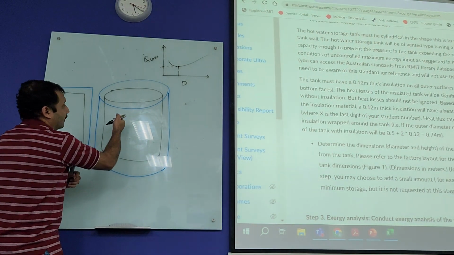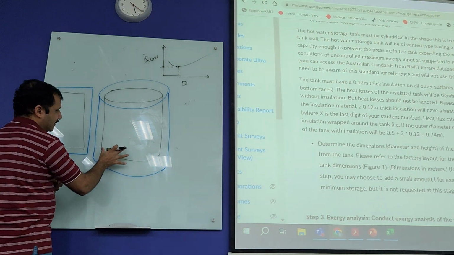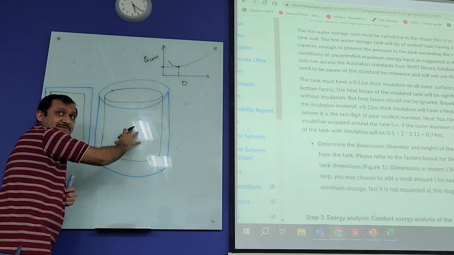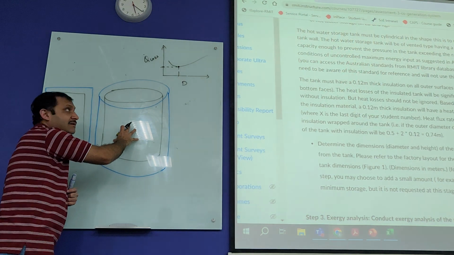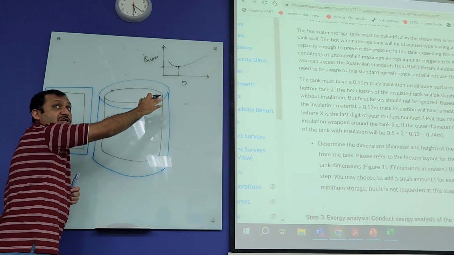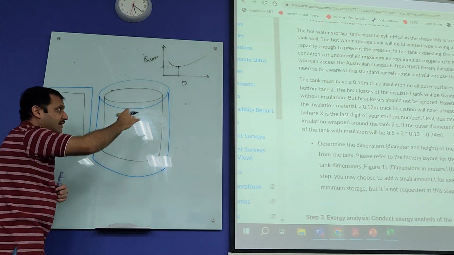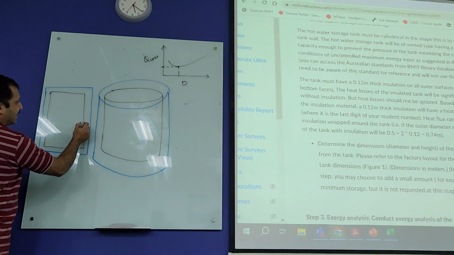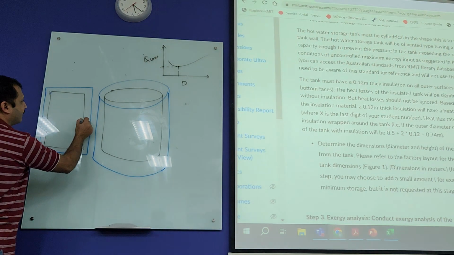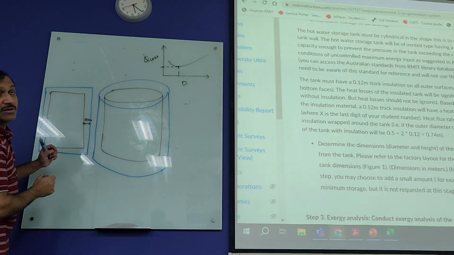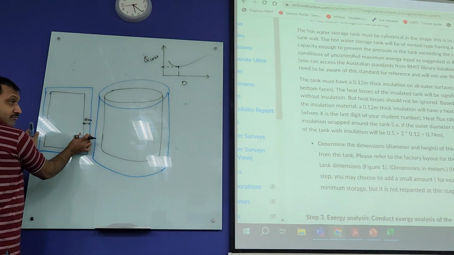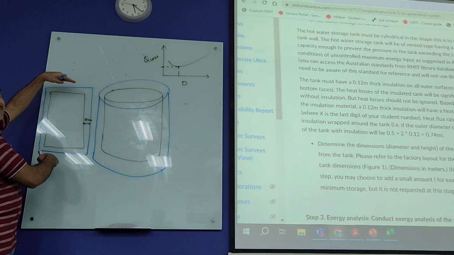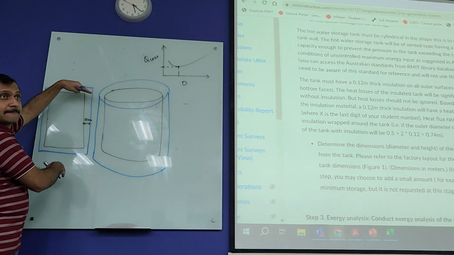So, what you have drawn here, the inner cylinder, the black color cylinder, is the actual tank size, the volume of water. The outer one, the blue one, is the insulation size. Okay? So, in a 2D plane, it will look something like this. The question says the tank has an insulation of 12 centimeter on the cylindrical surface as well as top and bottom surface. We don't want any losses. Okay?